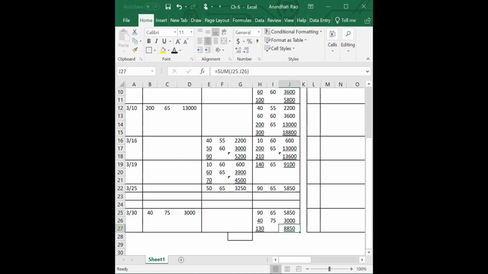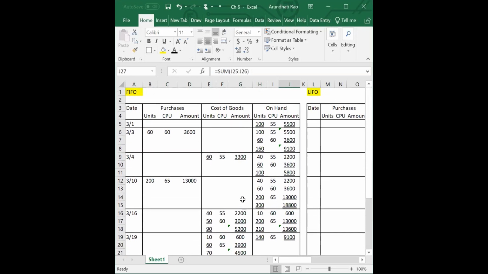Okay. Now, at this point, let's go back over here. Under the first in, first out, they're asking you for the month of March, what's cost of goods sold and what's ending inventory. So the first one that I can answer is ending inventory over here. I have 130 units. What they're interested in is the dollar amount, $8,850. What's the cost of goods sold for the month?